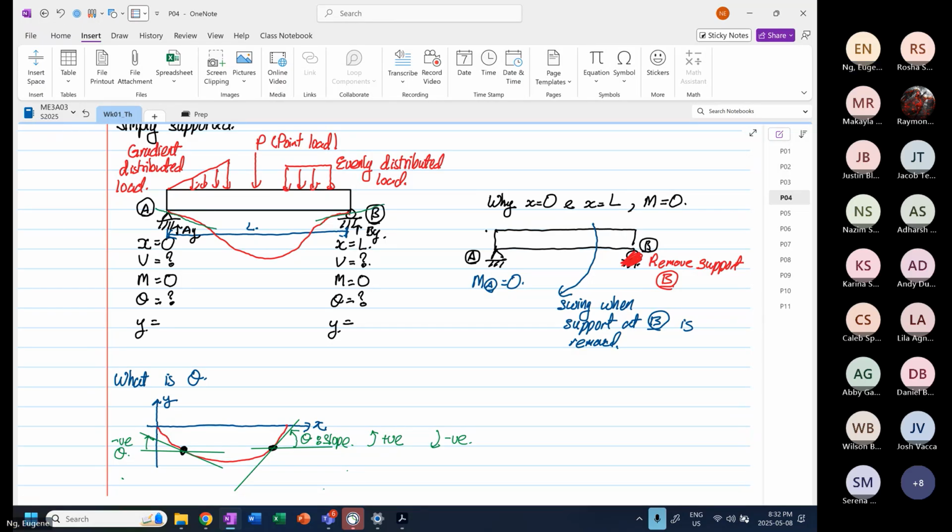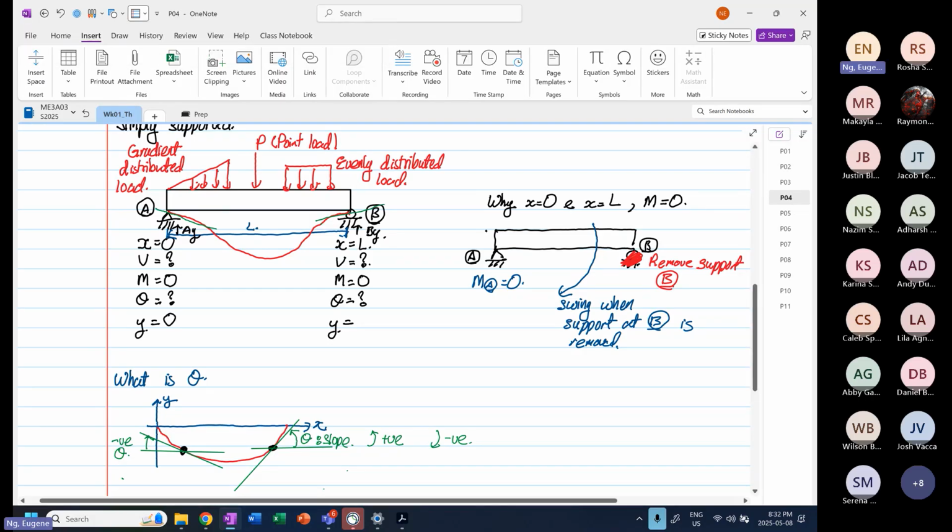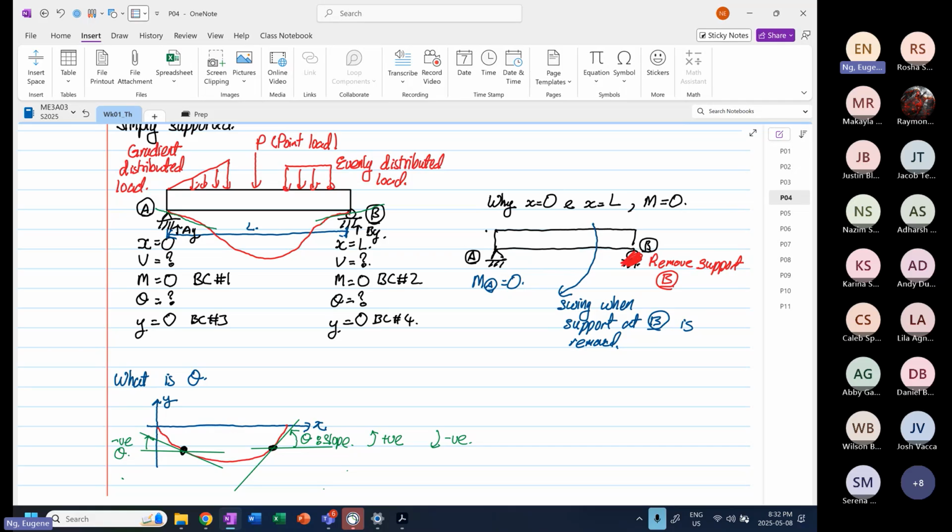Likewise, we also don't know what this gradient is over here. But one thing we know for sure is y is equal to 0, because at x is equal to 0, y is equal to 0. When x is equal to L, y is equal to 0. So with this, how many boundary conditions do we know? We know boundary condition number 1, 2, 3, and 4. So simply supported is one of the most commonly known structures.